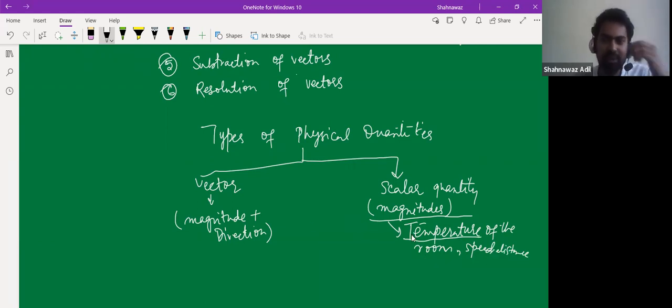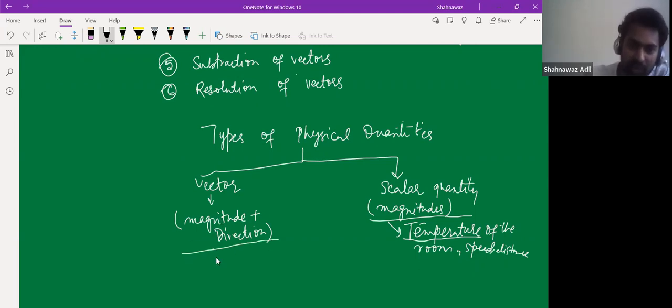So these are all examples of a scalar quantity, because we only need a magnitude to represent the temperature. You only need a number. You say that the temperature of the room is 25 degrees C. Or in the case of speed, let's say a body is traveling with a speed of 25 kilometers per second. You only need a number to represent that quantity. That's why this quantity is called a scalar quantity.